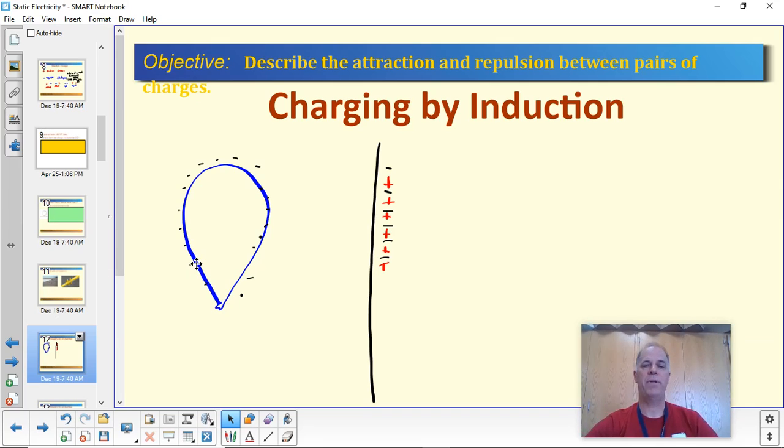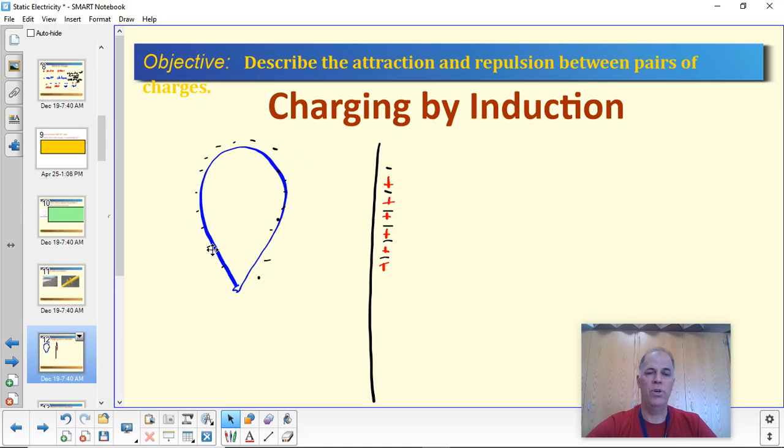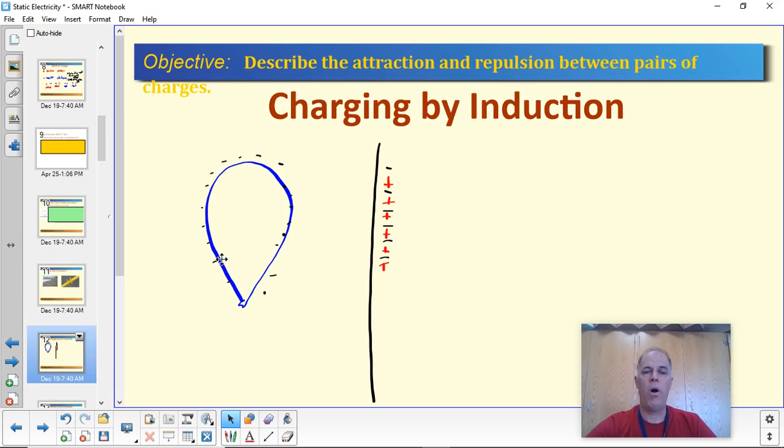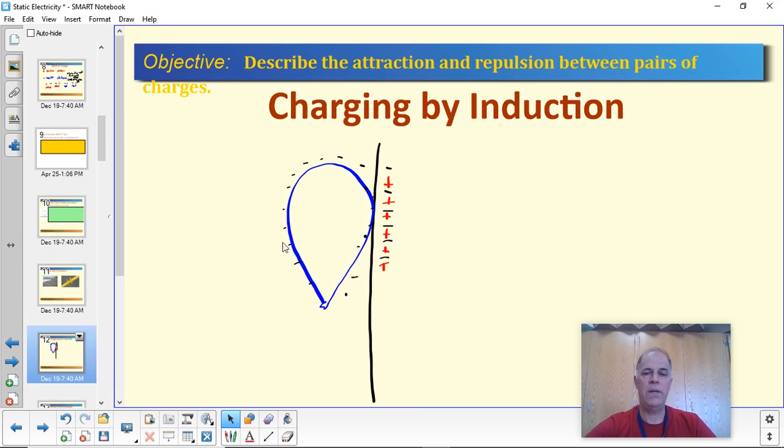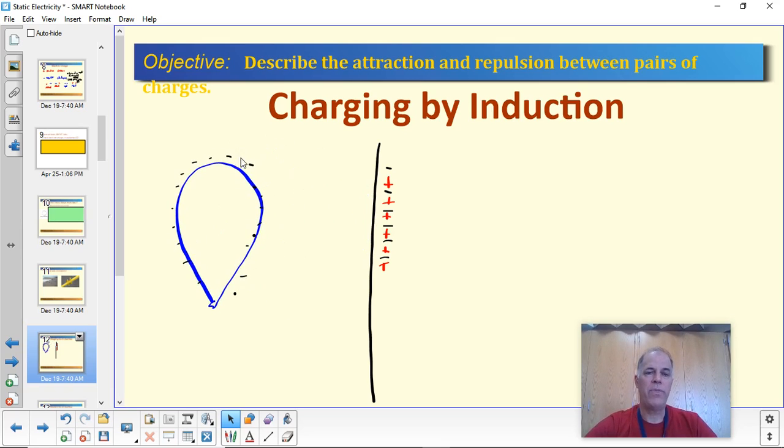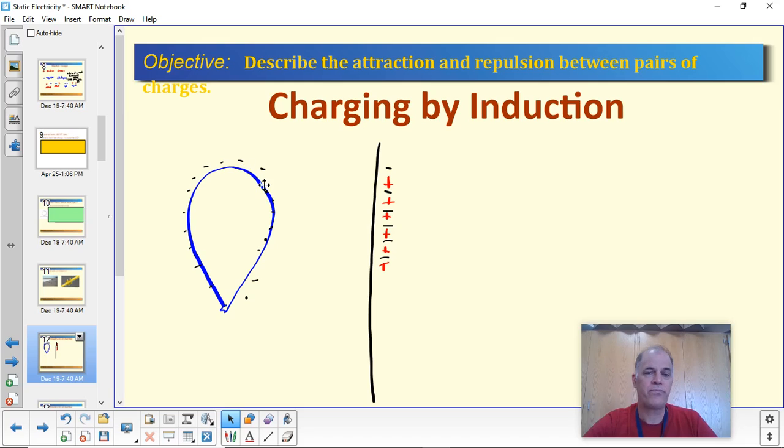Now, what happens if we take this balloon and bring it close to a wall? That's what we want to think about here. The balloon itself has a net negative charge because it has lots of extra electrons on it. But the wall is neutrally charged, because it has the same number of protons and electrons in it. So, neutrally charged wall, negatively charged balloon.